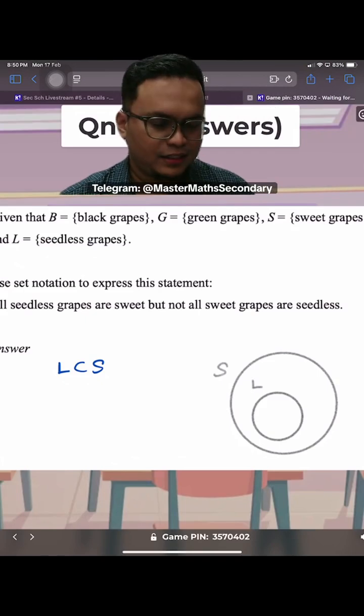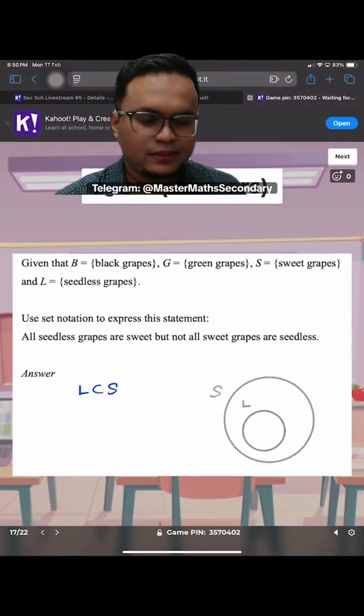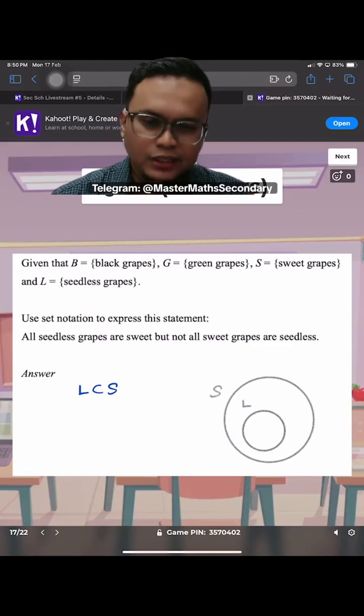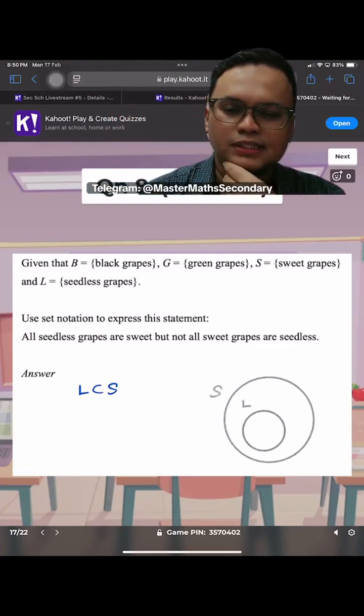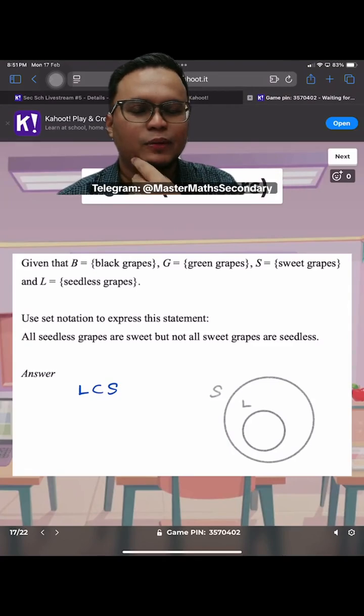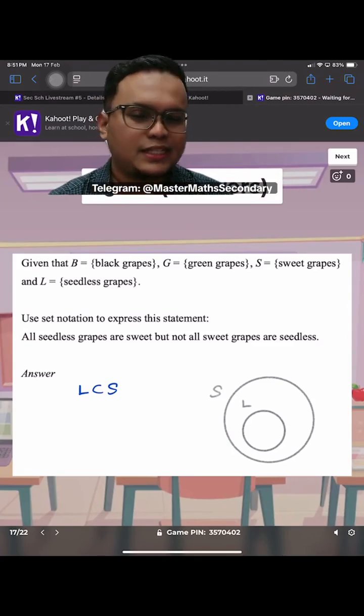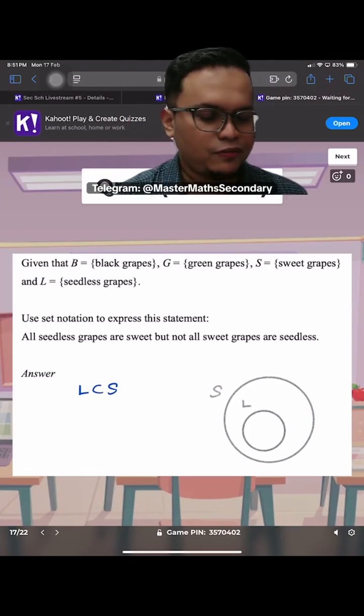Okay, did you guys understand this one? All right, so drawing the Venn diagram really helps. This is a strategy that you can use for this kind of question. The next one is going to be quite similar but a bit different. Ready for the next one?